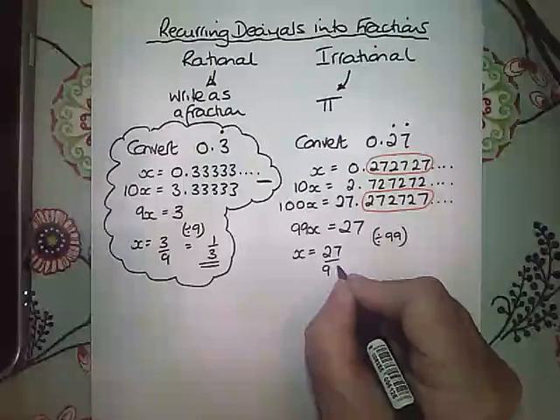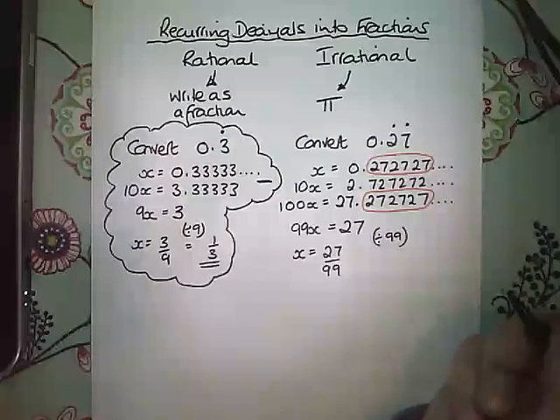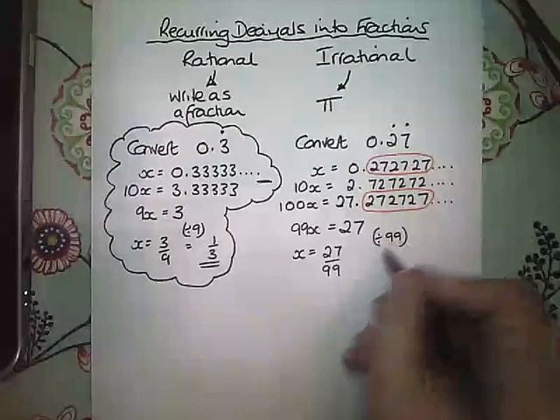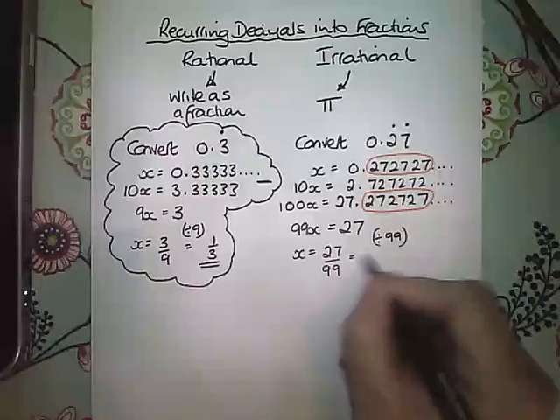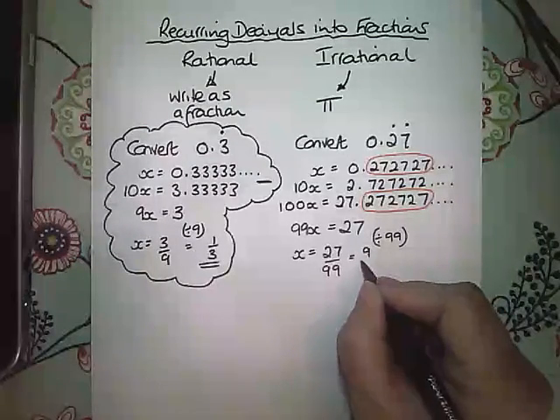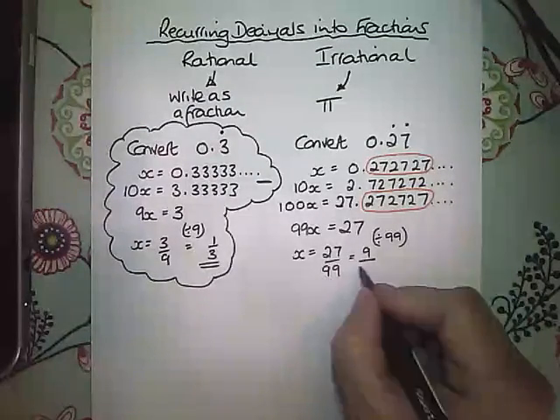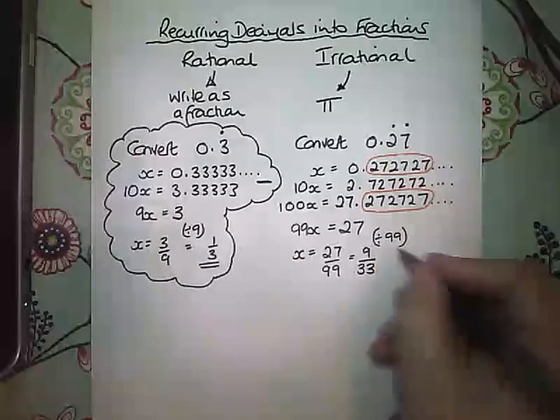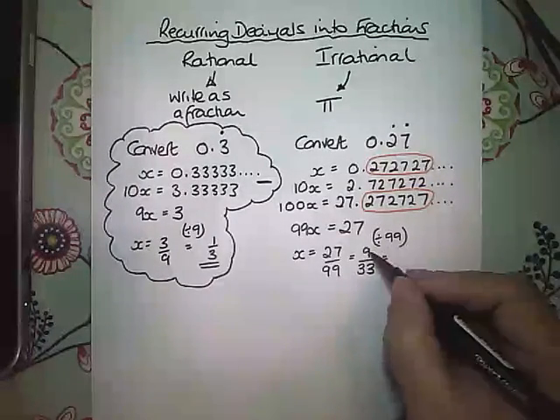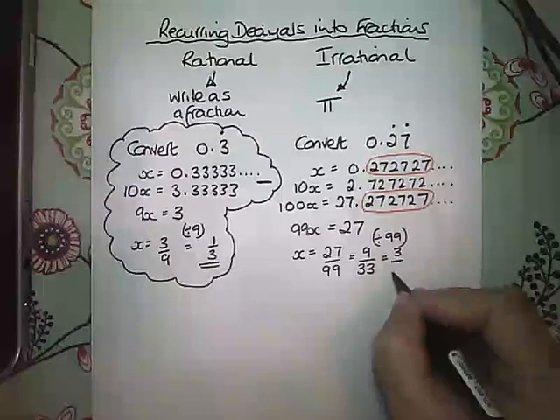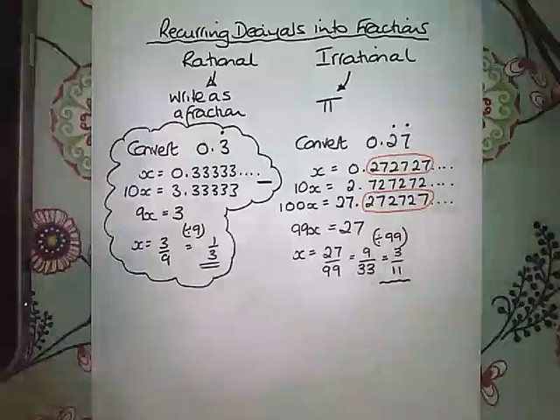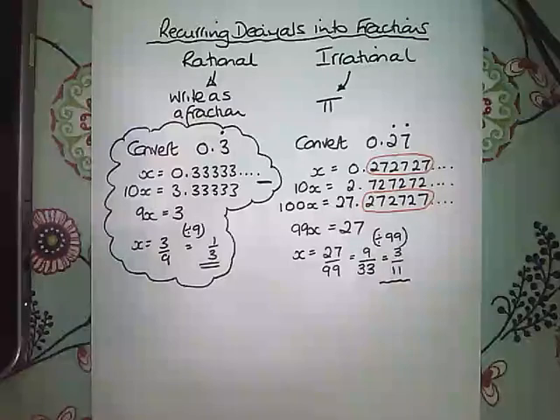27/99. Now you can leave it like that if you like, or in this case 3s will go into the top and the bottom, won't they? So 3 9s are 27, and 9, that's 33, and then 3s will go again, so that is 3/11. So the most simple form in which our recurring decimal 0.27 recurring is going to be able to be written is 3/11.